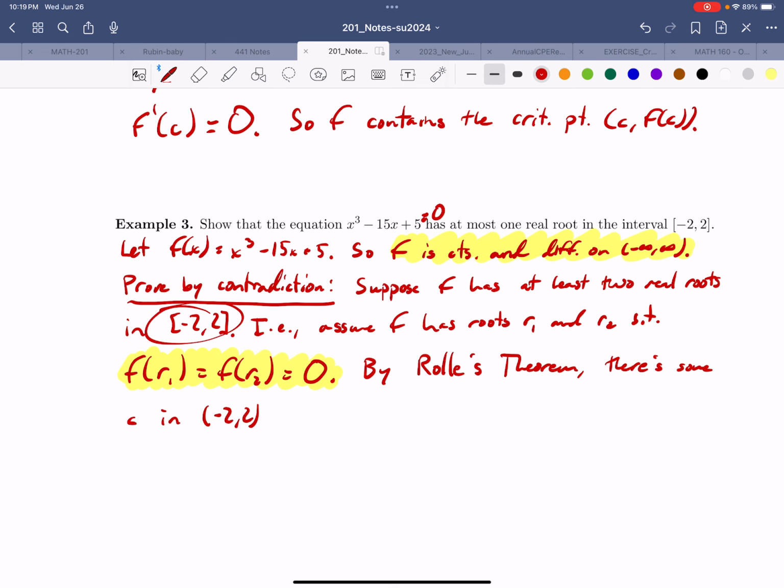So anyway, there's some c in that interval. Actually, sorry. Let me be clear about this. I apologize for that. Let me go over that. All right, so there's some c in the open interval from R1 to R2. That's what we're assuming. Some c in the interval from R1 to R2 such that f prime of c equals 0.